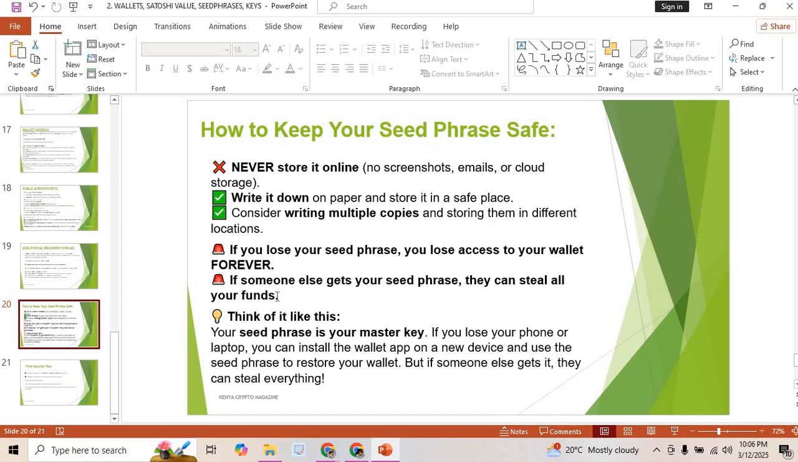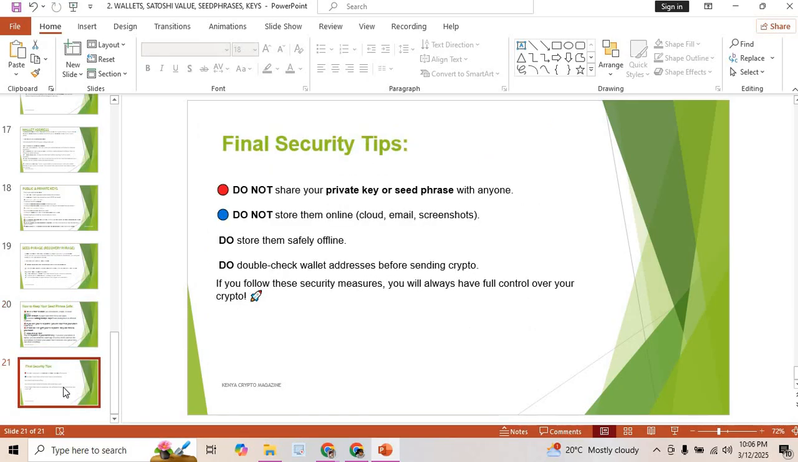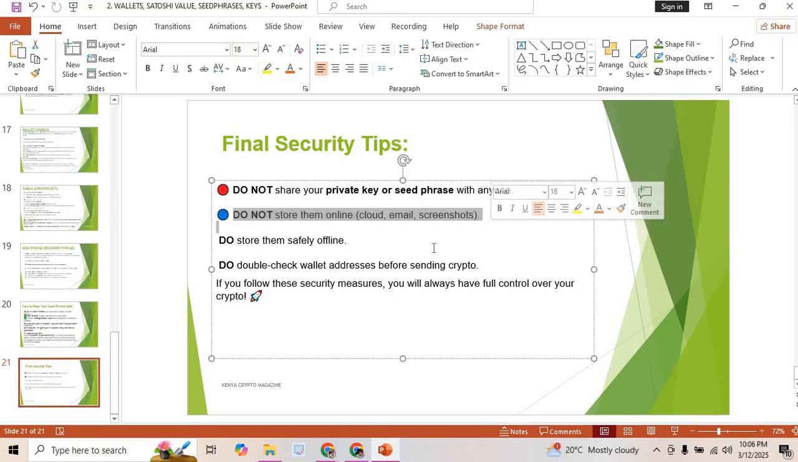So if you lose your phone or laptop, you can install the wallet app on your new device and use the seed phrase to restore your wallet. But if someone gets it, they can steal everything. I hope that is clear. So the final security tips: do not share your private key, I've mentioned this, or seed phrase with anyone. Do not store them online. We've discussed why. Do store them safely offline by writing them down on a piece of paper.